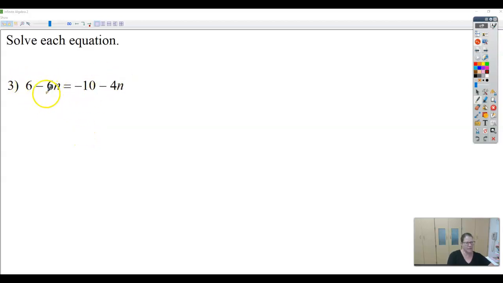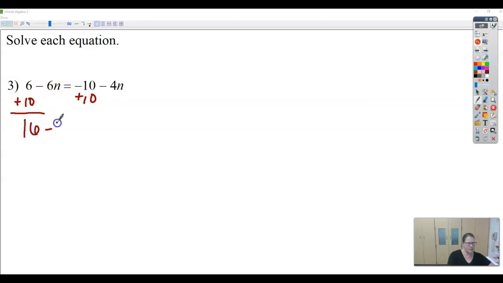Alright, so on number 3, notice we have two terms on each side. We have 6 minus 6n on the left, negative 10 minus 4n on the right. But we can't simplify either one of these sides because 6 and 6n are not like terms, likewise 10 and negative 4n are not like terms. So there's nothing I can do on each individual side, so we're going to have to look across here. I can either subtract 6 from both sides or add 10 to both sides to get the number parts together. It doesn't really matter which one. I like to keep things positive, so I'm going to add 10 to both sides here.